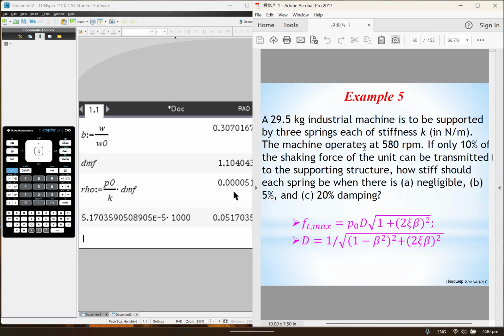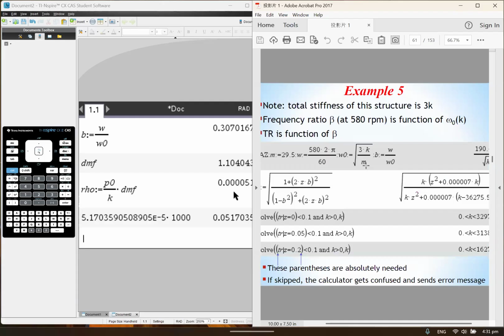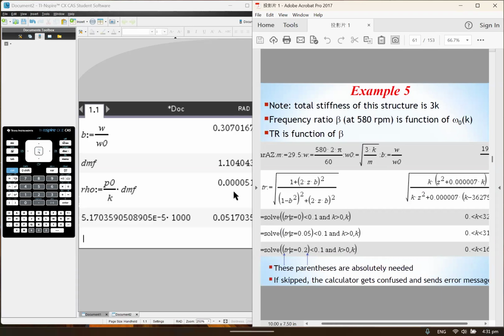Let's look at the parameters. The machine runs at 580 revolutions per minute, and we require that only 10% of this total shaking force can be transmitted to the supporting base. So how stiff should each spring be? That's K. So in this case, we are going to use the transmissibility formula, which is here. And you can refer to page 49 for that formula again.